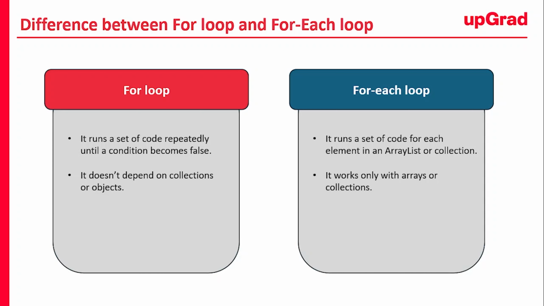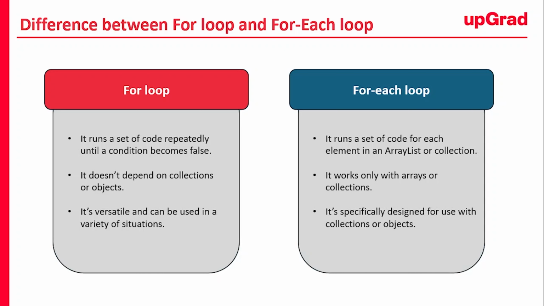So the third one of the for loop is it's versatile and can be used in a variety of situations whether or not you are working with objects. Whereas for each loop is specifically designed for use with collections or objects that can be iterated over.